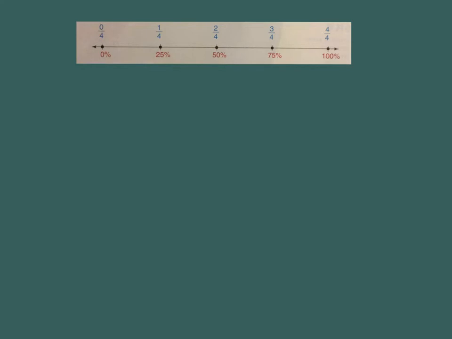Since all these denominators are 4, so they're fourths, I can also think of this as money. So 1/4 of a dollar is 25%. So these are just some examples of some common fractions that we have.